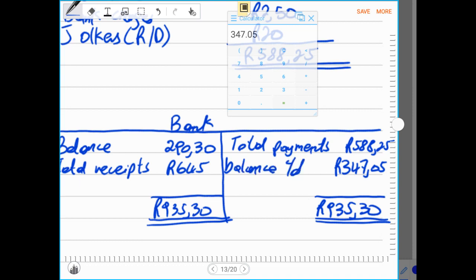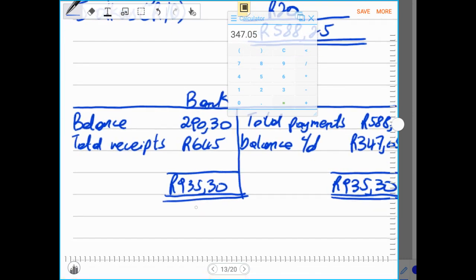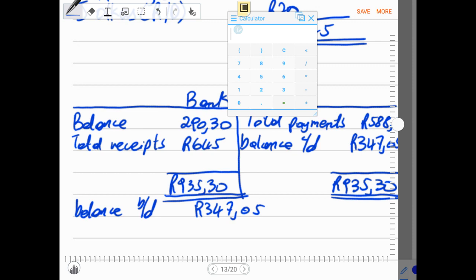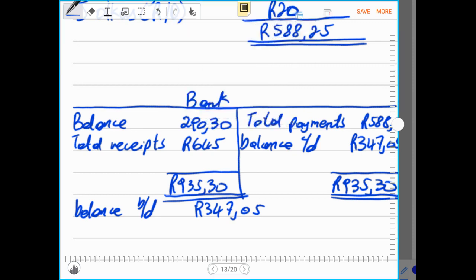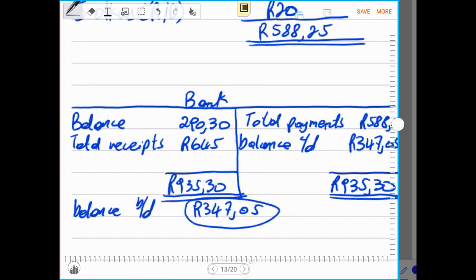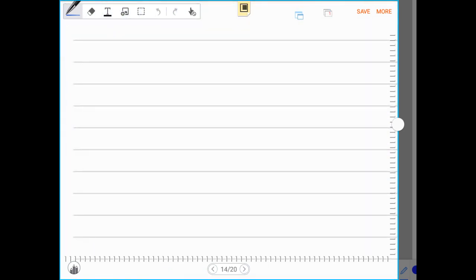Our balance carried down must always be the same as the balance brought down. Closing balance becomes an opening balance. Then we have our balance brought down. So our bank reconciliation balance must be exactly the same as this figure. So now we go straight to our bank reconciliation statement. Now we do our bank reconciliation statement.